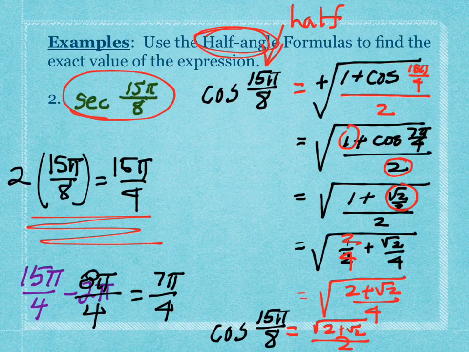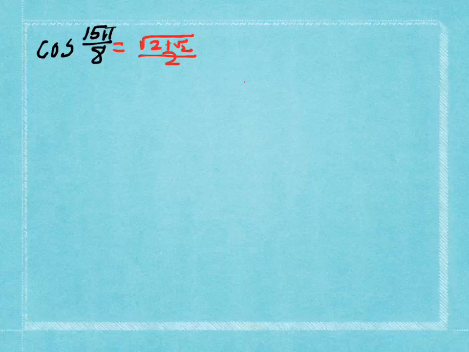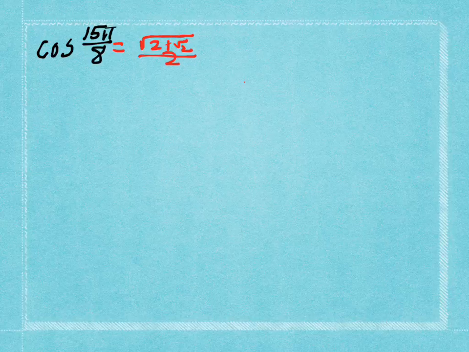Last time we had gotten to the point where we found the cosine of 15 pi over 8 was the square root of 2 plus the square root of 2 over 2. And we were actually asked to find the secant of 15 pi over 8. So we're going to pick up there, looking for what the secant would be.